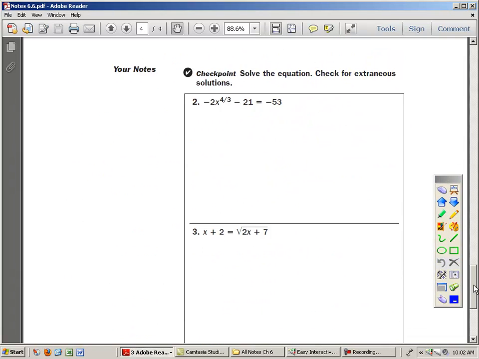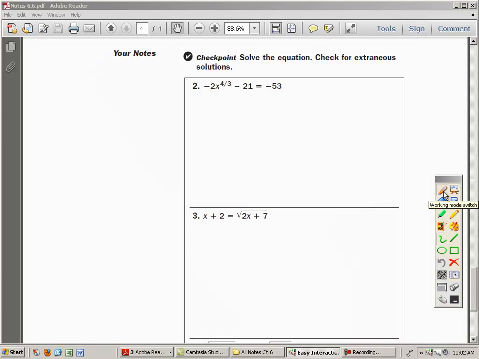That concludes the lesson, but we've got 3 checkpoint problems here. We're going to go ahead and see if we can get through a few of them. So try the checkpoint problems. We'll be right back with solutions.